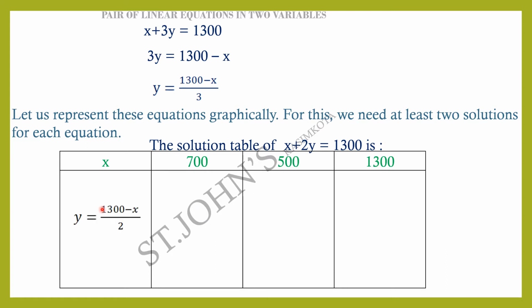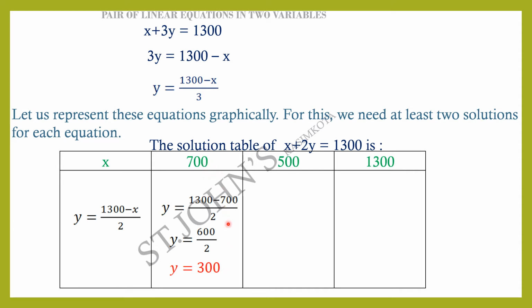Y equals 1300 minus x by 2. Now, what is the value of x? x equals 700. So substitute 700 in x's place. y equals 1300 minus 700 by 2. What is the value of 1300 minus 700? 600. Okay, 600 by 2. Two threes are six, so two 300s are 600. So what is the value of y? y equals 300. If x equals 700, then y equals 300.